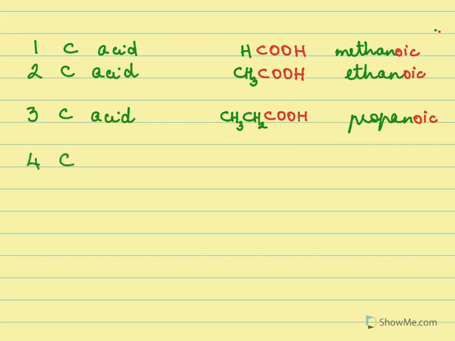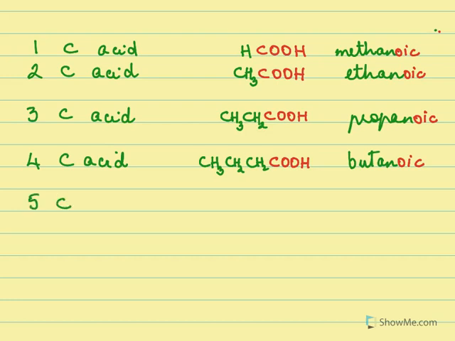The fourth member will be with 4 carbons. 4 carbon acid. 4 is butane. You remove the E and you do OIC, butanoic acid. So we have COOH, which is the functional group of an acid. Now we need to have 4 carbons. So 1 carbon is already there, CH2. The middle carbons have only 2 hydrogens. It is the last carbon that has got 3 hydrogens. So this would be butanoic acid.